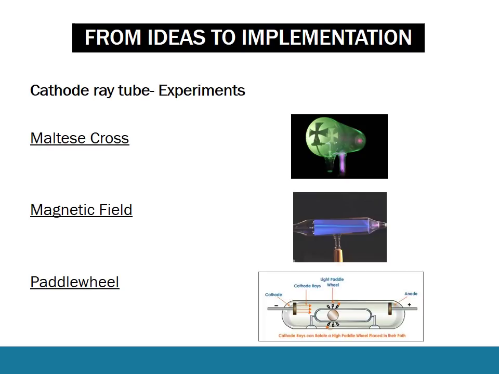Finally, the paddle wheel experiment was an experiment where they put a wheel on a hinge, a movable sort of track in the way of the cathode ray tube. The paddle wheel spun in the direction that the cathode ray was traveling. This suggested that the cathode ray had momentum because it caused a sort of pushing force on the paddle wheel, which then caused the paddle wheel to spin.